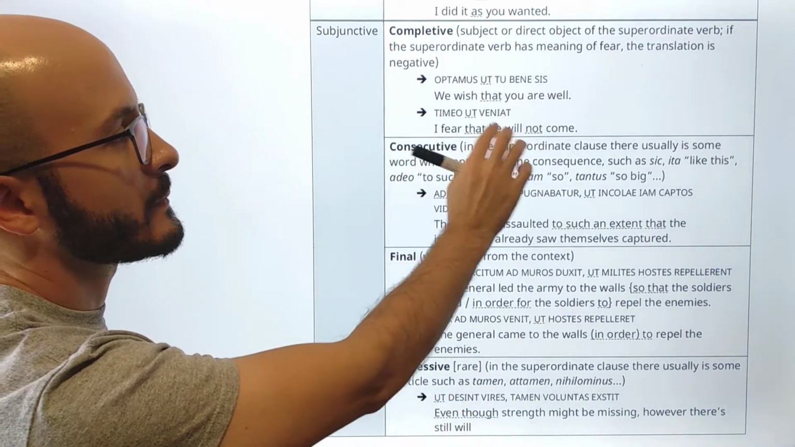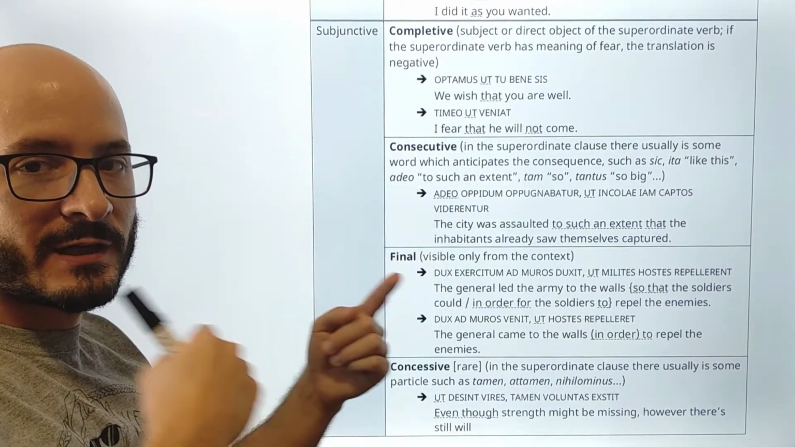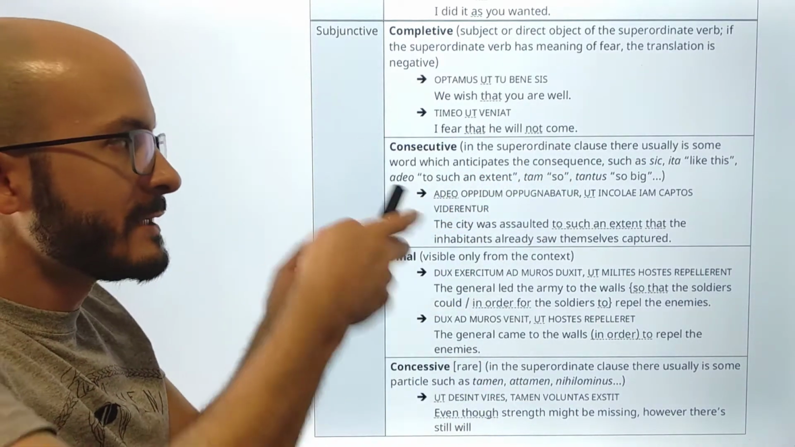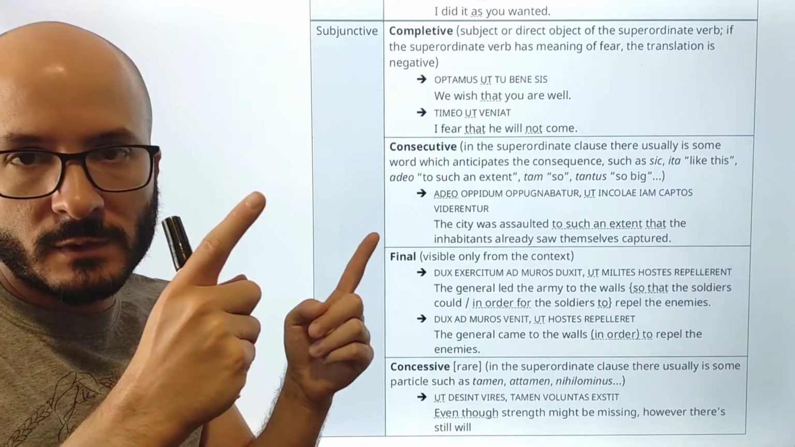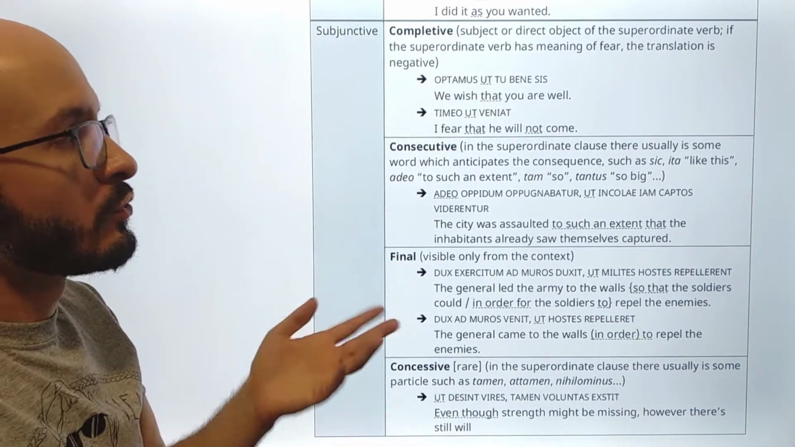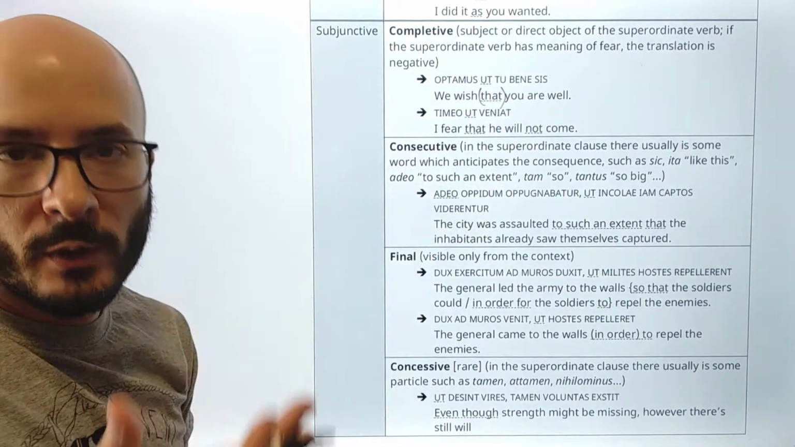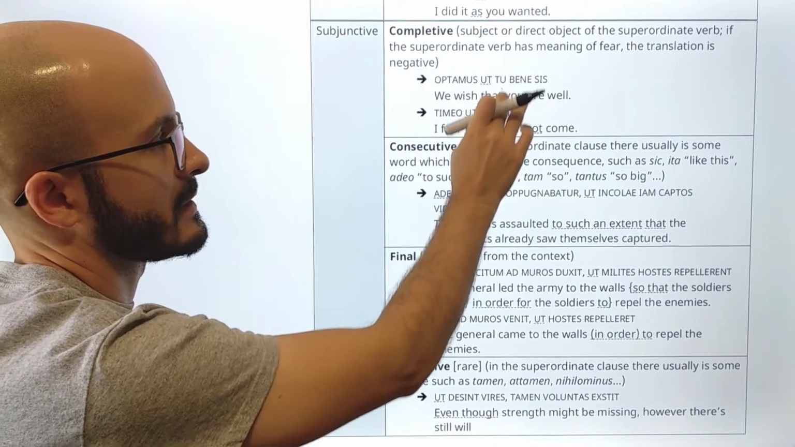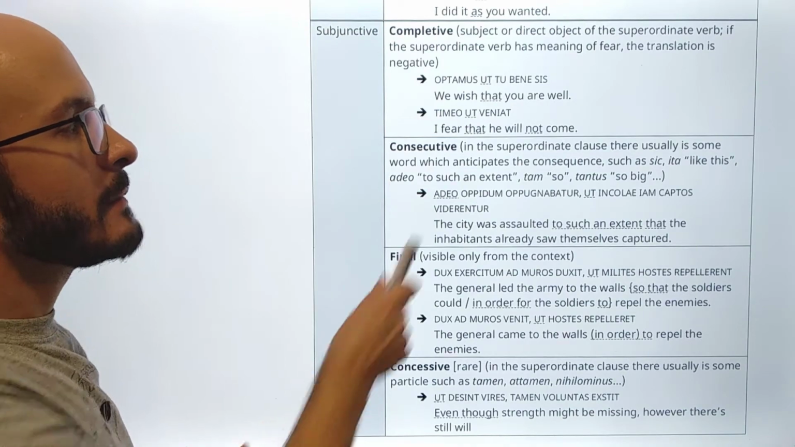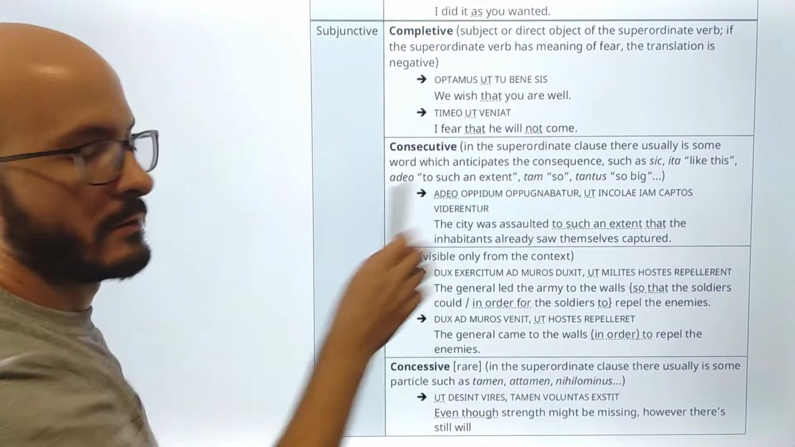Because imagine that we don't know this rule, that when it's a verb of fear, then we have to translate it the other way. Then we would translate, I fear that he will come. It means the opposite. I fear that he will not come. Okay? So usually just that. Of course, you know that in English, we could just say, we wish you are well. In Latin, you need this ut, which you can also put here in English. And then timeo ut veniat, because this is fear, then I fear that he will not come.